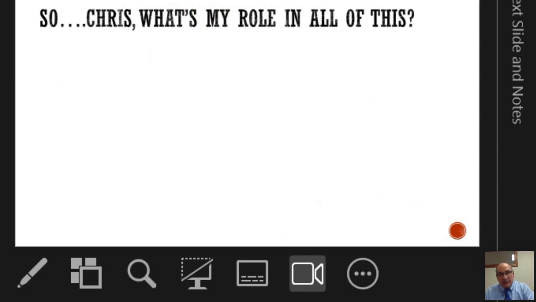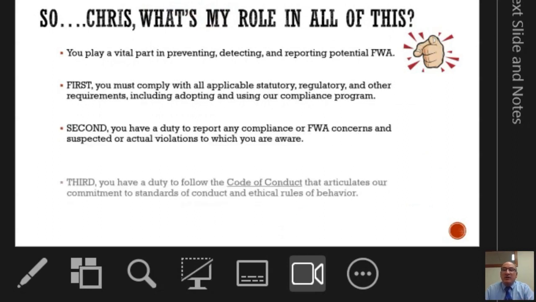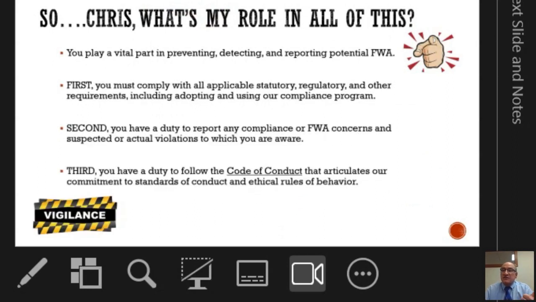Oh, so Chris, what's my role? What's your role in this? We want you to play a vital part in preventing, detecting, and reporting potential fraud, waste, and abuse. First, we all must comply with all obligatory statutory, regulatory, and other requirements, and there are a lot of them. Second, you have a duty to report any compliance issue, or at least ask the question if you suspect something isn't right. Third, you have a duty to follow, as I said earlier, the code of conduct, which is circulated for every new employee and also recirculated to all of us once a year, to be sure we appreciate that we're all in this together.